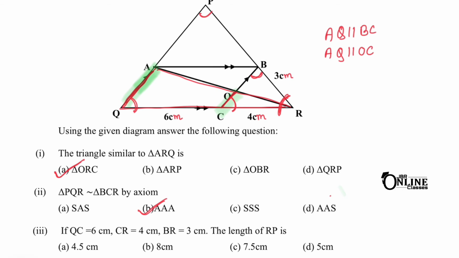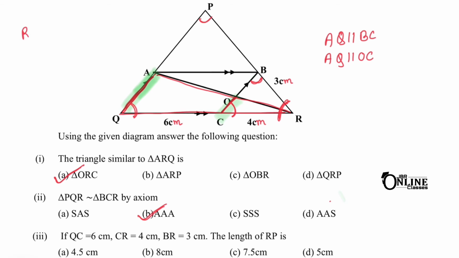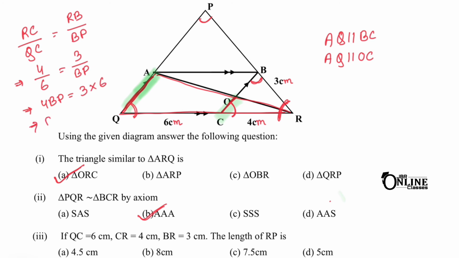As PQ and BC are parallel, definitely you can write RC by QC equals RB by BP. So RC is 4 by 6, that equals RB, which is 3, by BP. So 4 BP equals 3 into 6. So BP equals 3 into 6 by 4, which is 3 into 3 by 2, so it's 9 by 2, that means 4.5.